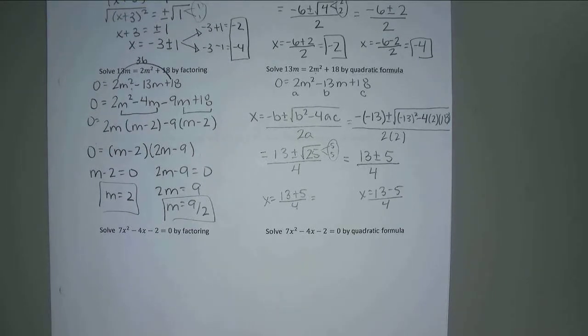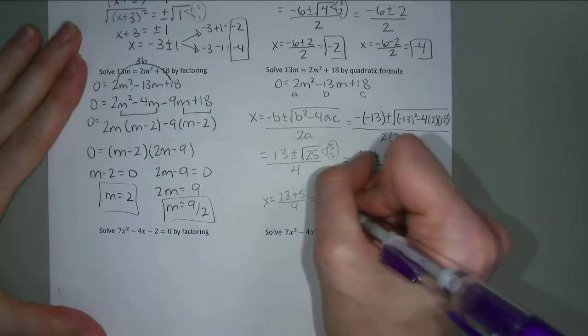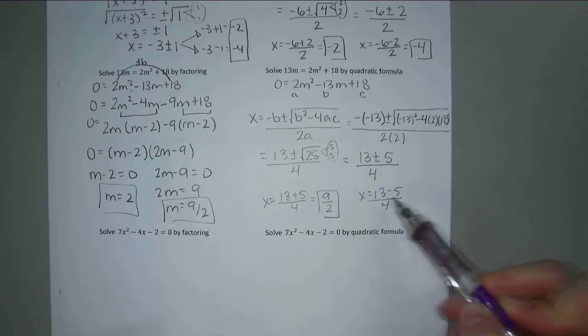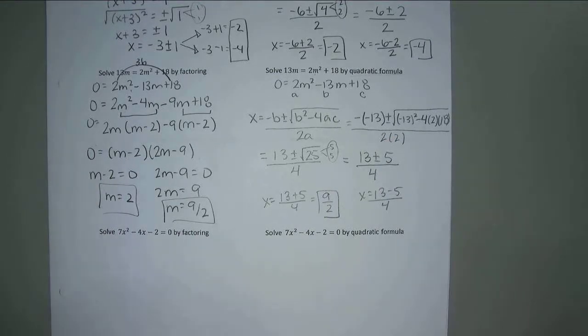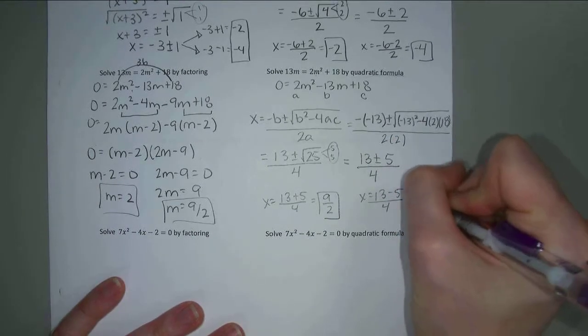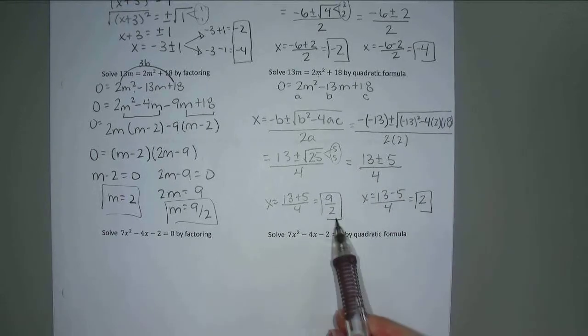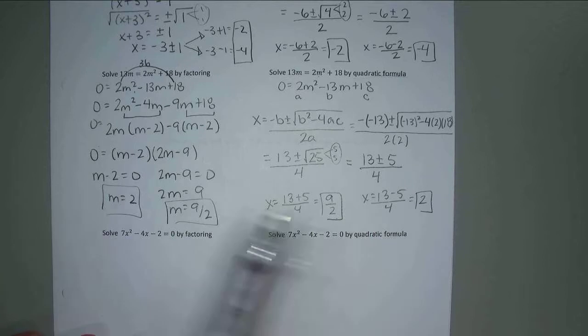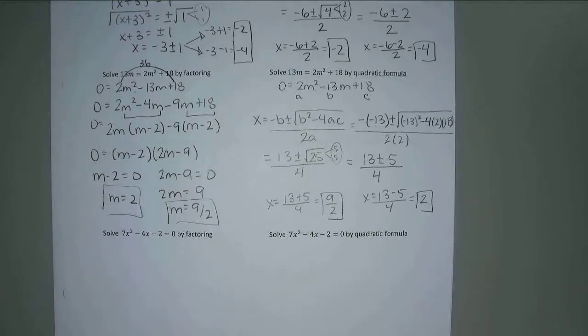And then we'll just do the math. What is 13 plus 5? 18. 18 over 4 reduces to 9/2. There's your first answer. What's 13 minus 5? 8. What's 8 over 4? 2. So again, notice we got the exact same answers, but we used the quadratic formula. So both of these that we did could be solved either factoring, completing the square, or quadratic formula.